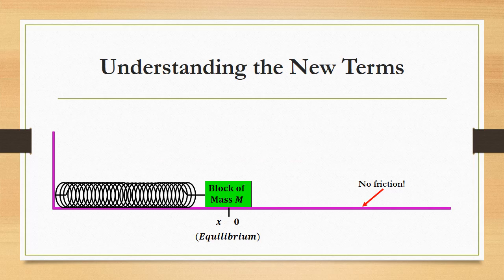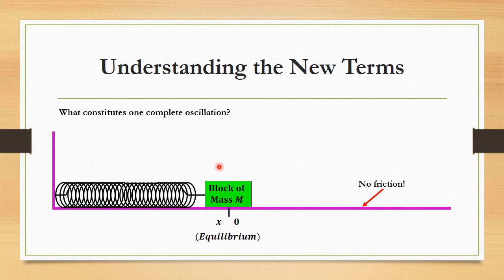Let's try to make sense of the other new terms as they apply to this block on spring system. We've already talked about its equilibrium position and then its amplitude. So what would be a complete oscillation starting from the center here at equilibrium? Imagine you give it just a little tap to the left, just a real quick tap. It's going to then move to the right as the spring continues to resist its motion, and then it's going to stop at its maximum compression or at its amplitude.